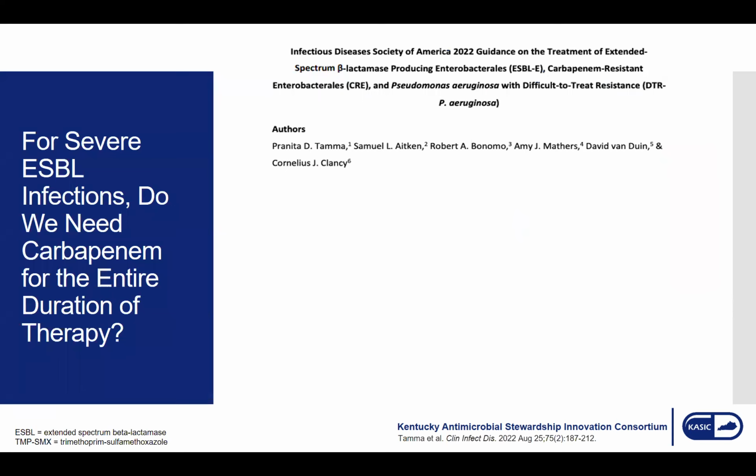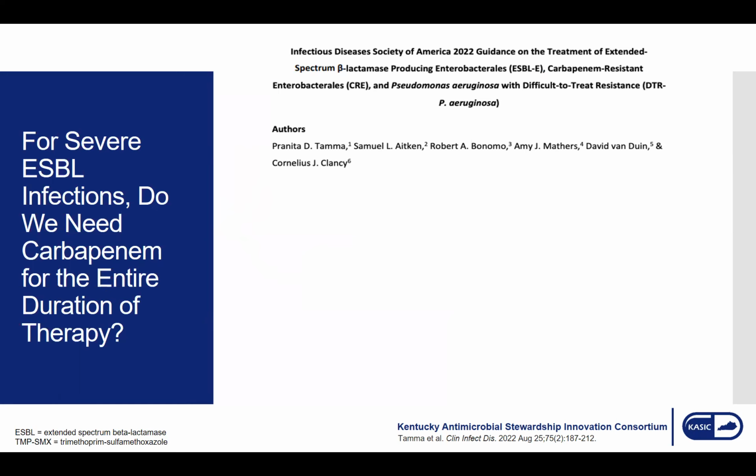But just because we start the patient on a carbapenem for a severe ESBL infection doesn't mean that I always have to put in a big line and discharge my patient on a carbapenem to complete the entire duration of therapy. And actually, the answer is quite the opposite, right?